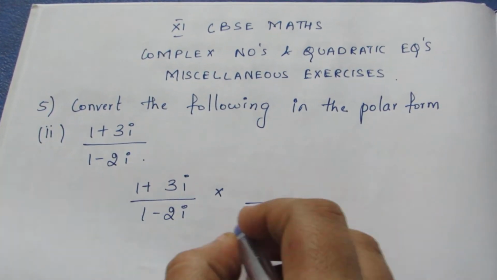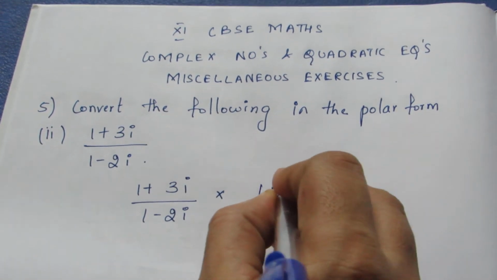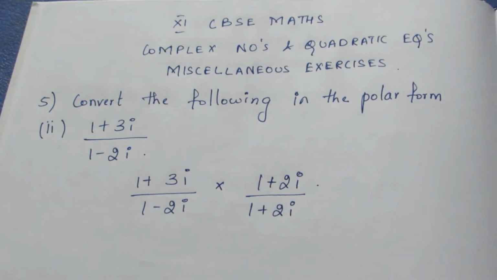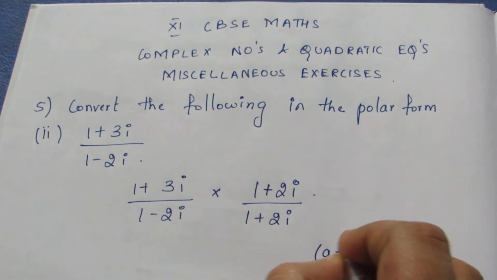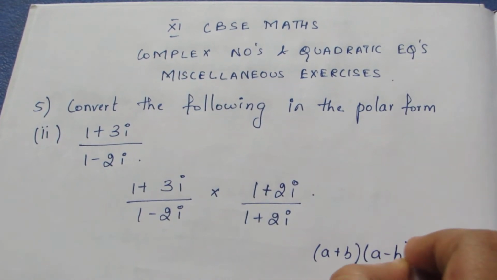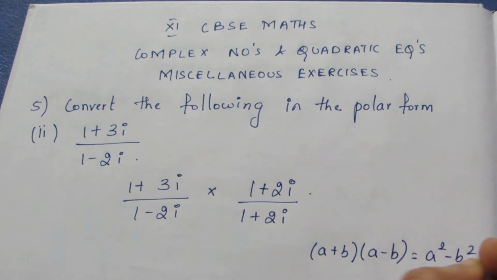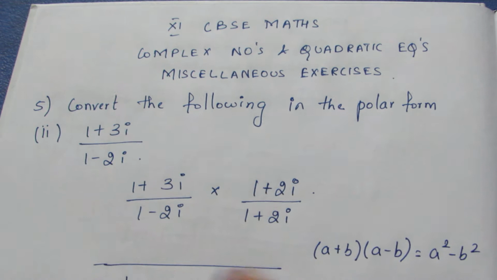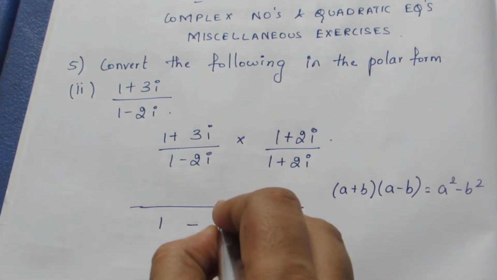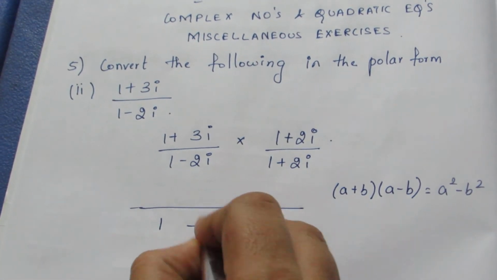Here it is minus. I am going to multiply the numerator and the denominator with the same number, that is 1 plus 2i. In the denominator, it is in the form of (a plus b) into (a minus b), so I can write this as a square minus b square. Here in the denominator, a square is 1 square minus b square, which is (2i) the whole square.